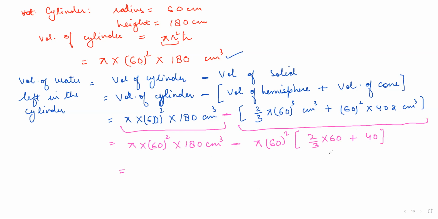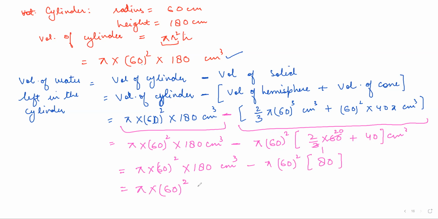Right. So better you simplify this bracket first of all. So pi into 60 whole square into 180 centimeter cube, this is also centimeter cube, and minus pi into 60 whole square. So that is 3 into 1 and 3 into 2, right? 20. So 40 plus 40, that is again 80, right? Now you take pi into 60 whole square outside. So I have 180 minus of 80 only, and then centimeter cube, right?